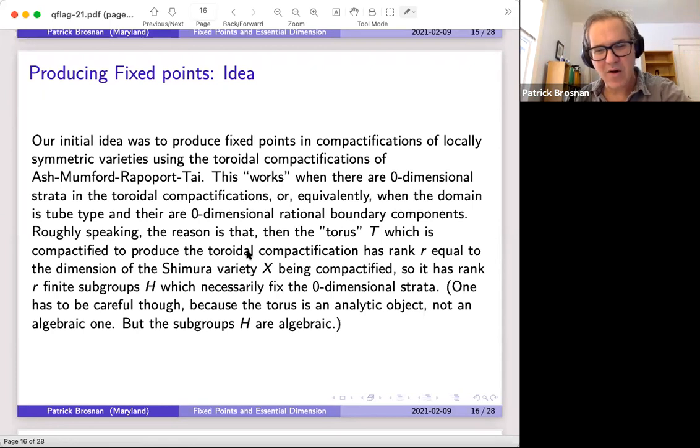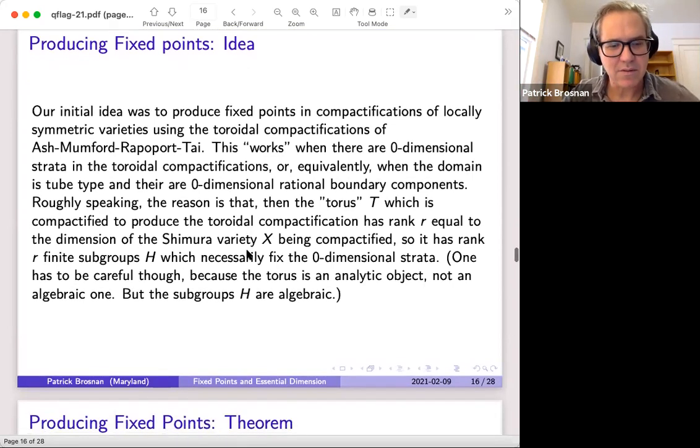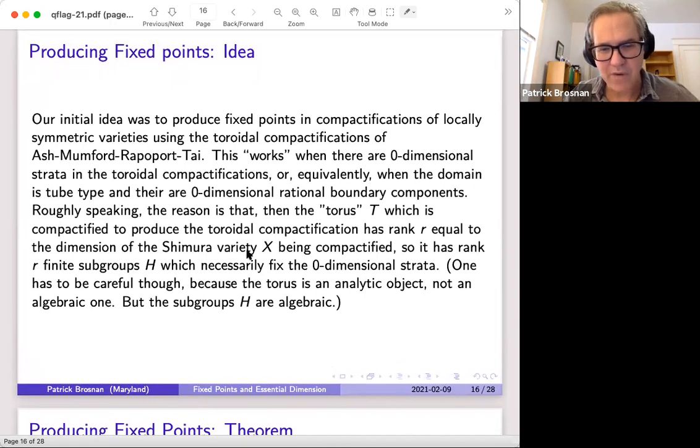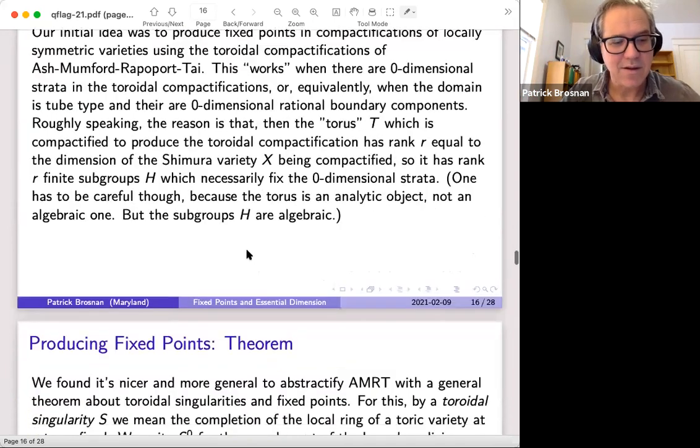But you have to be careful here because the torus is just an analytic object. It doesn't really exist. There's no actual algebraic torus acting on the toroidal compactification. But those finite subgroups are algebraic objects and they do act, at least a suitable one, at least some of them do. So that's the rough idea. Very roughly, the way we find the fixed point is we find the fixed points of the torus, and those are the zero dimensional strata.